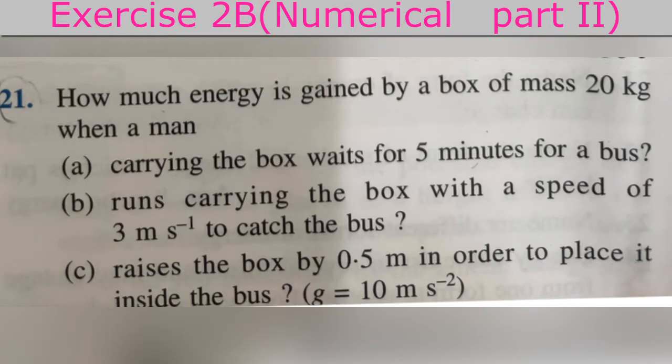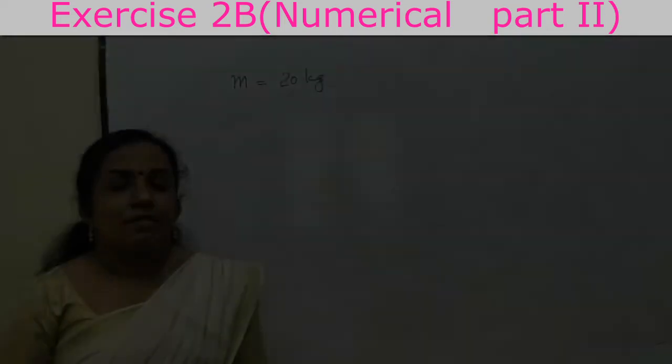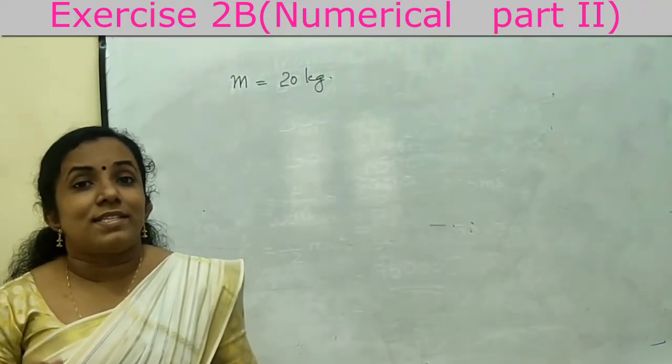How much energy is gained by a box of mass 20 kilogram when a man carrying the box waits for 5 minutes for a bus, runs carrying the box with a speed of 3 meter per second to catch the bus, raises the box by 0.5 meter in order to place it inside the bus, where g is equal to 10 meter per second square? We can divide this question into 3 sections.